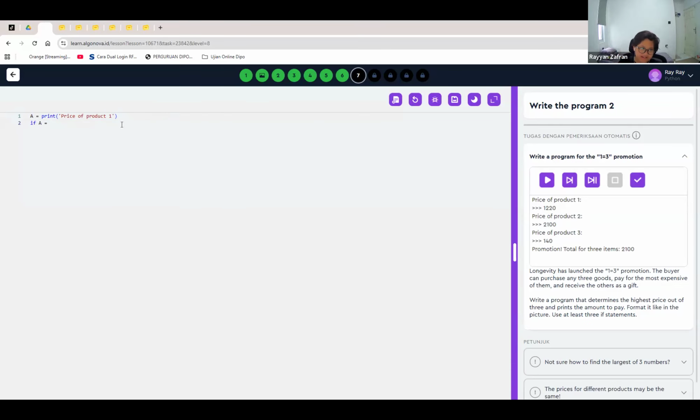Help me out. Really? Yeah. Can you tell me what your problem is right now? I don't know how to compare, how to find the largest of the three numbers. Oh, I think you forgot about this. I think you cannot put the print function inside a variable, right? Then why are you using a equals print? I meant input, not print. Yeah, you can use input but not print, okay?